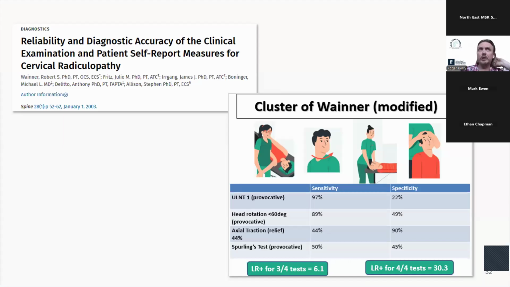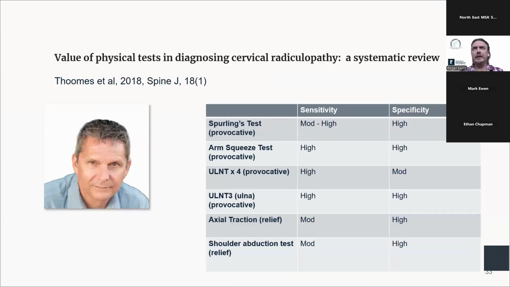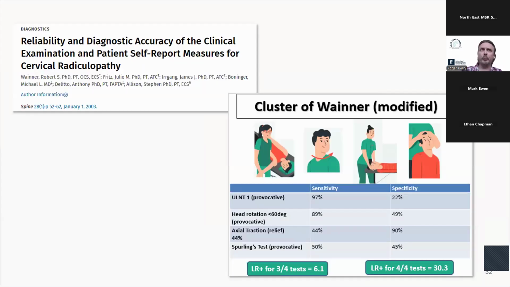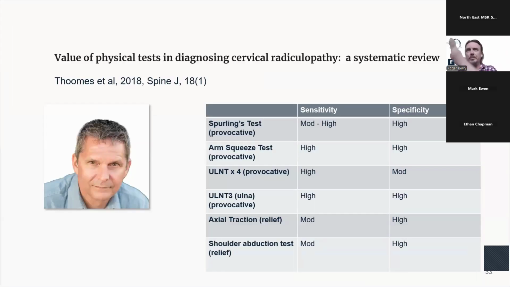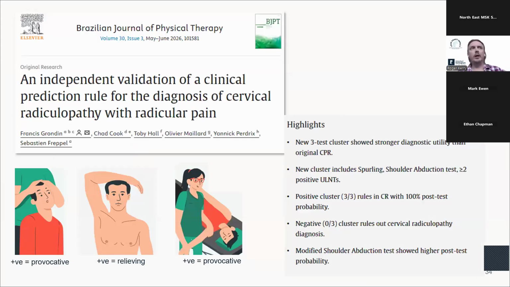lovely recent work. So the original work was from Wainner with the cluster as a clinical prediction rule, which was at that time good, and that's back in 2003. This is my interpretation of the journey of cervical radiculopathy. We go from Wainner to Eric Thoomes's systematic review, which modifies that CPR a bit, to Gronin's latest, and Chad Cook and Toby Hall are on there as well, of course. So this is all you need to remember.